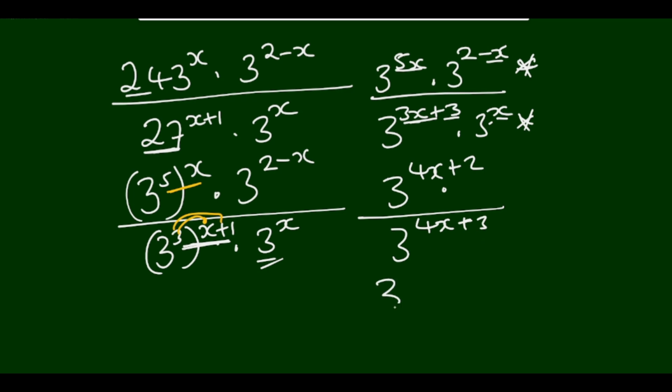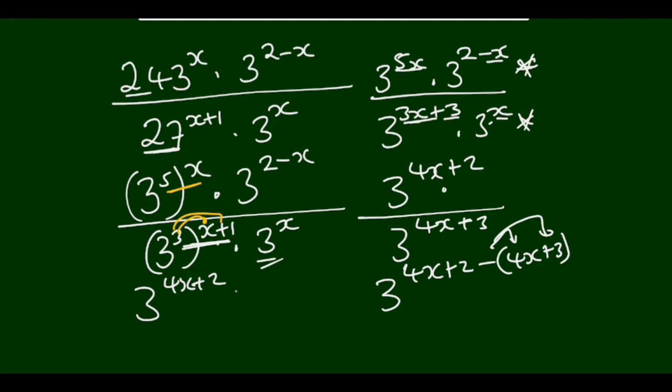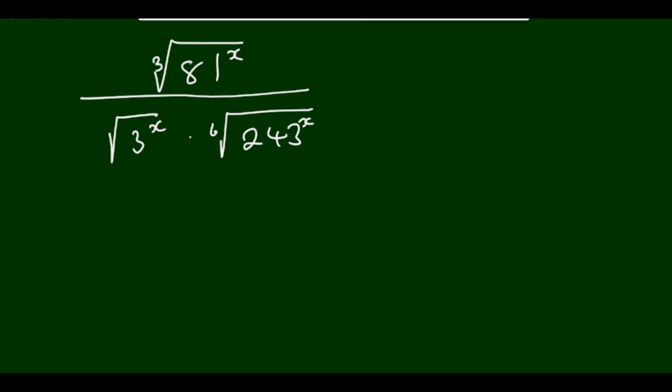We can do it the long way. 3 to the power 4x plus 2 minus, then 4x plus 3. And then when you remove this bracket here, it becomes 3 to the power 4x plus 2, and then minus 4x minus 3. Then 4x minus 4x is 0. 2 minus 3 is negative 1. So your answer is 3 to the power negative 1, which is like 1 over 3. That's your answer. Right, what we do with this, we can change these from radical form to exponential form.